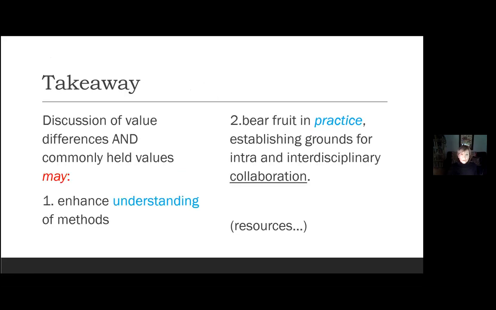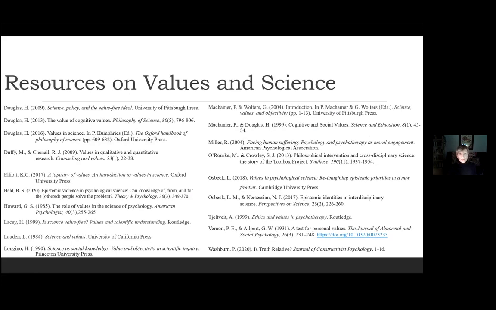So just to conclude, discussion of value differences and commonly held values. So again, what's different and what's in common may both enhance our philosophical understanding of methods and bear fruit in practice by helping to establish grounds for collaboration, both within and between disciplines at a time when this is really necessary. And just a few resources on values in science for anybody interested. Thank you very much.